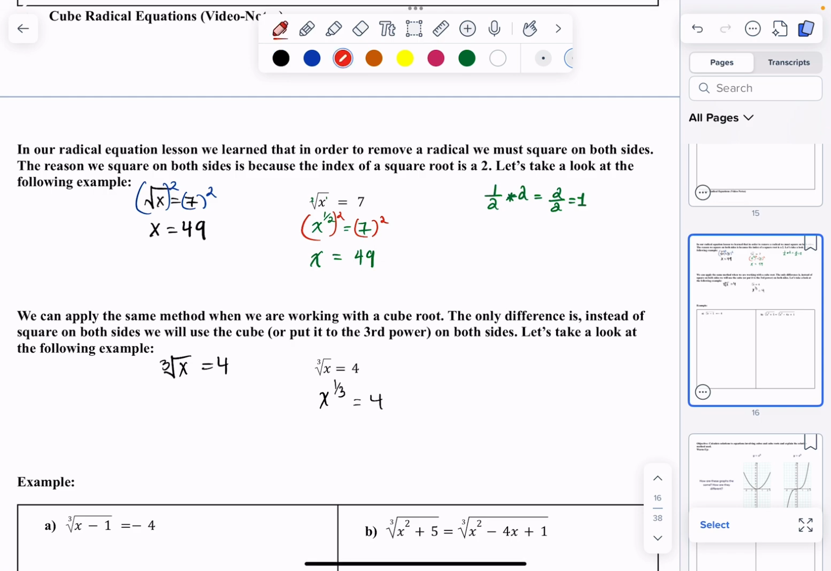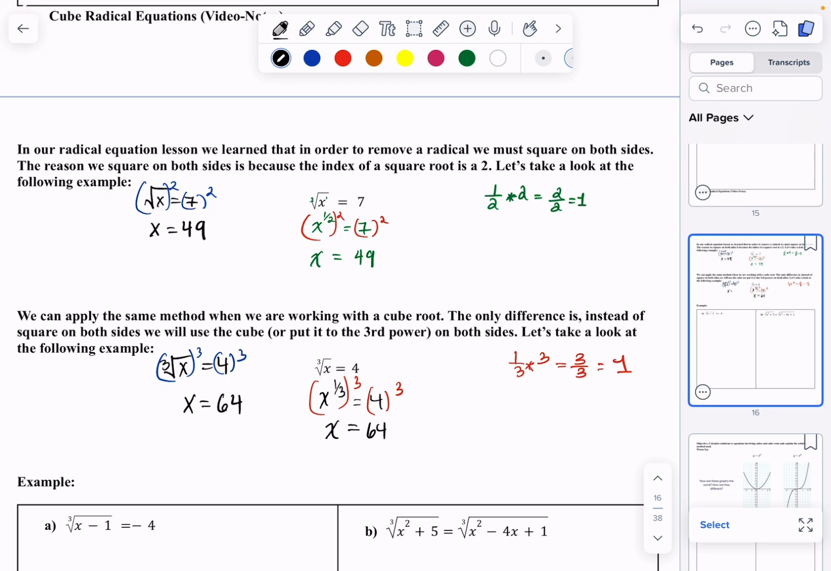And once again, when I cube it on both sides, I end up getting 1 over 3 times 3, which is equal to 3 over 3, which is just 1. So we end up getting x is equal to 4 to the power of 3, which I believe is 64, but I'm going to use my calculator to double check, and that is 64. Same idea if you use your calculator to remove a radical: cube root of x equals 4, you would get x is equal to 64. So there we have it.